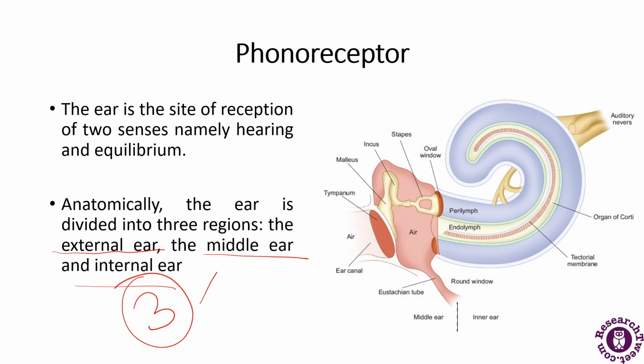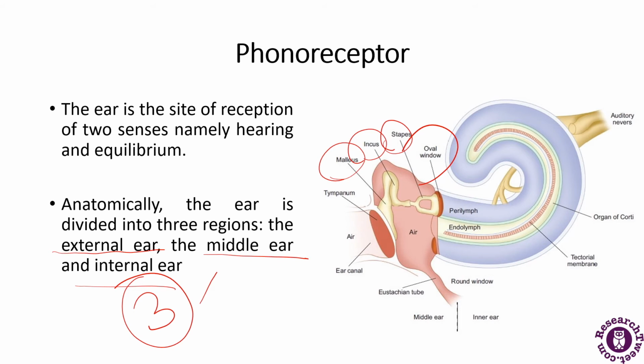There are sound waves which enter the external auditory meatus and fall on the tympanic membrane or the eardrum, and this causes the eardrum to vibrate, and these vibrations are then transmitted to the oval window through the three auditory ossicles, that is the malleus, incus, and stapes. Since the tympanic membrane is 17 to 20 times larger than the oval window, the pressure exerted on the oval window is 20 times more than that of the tympanic membrane.